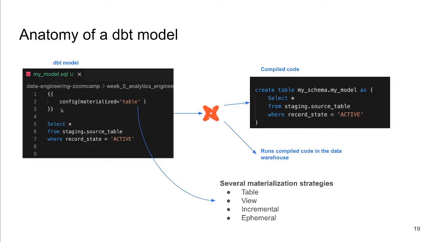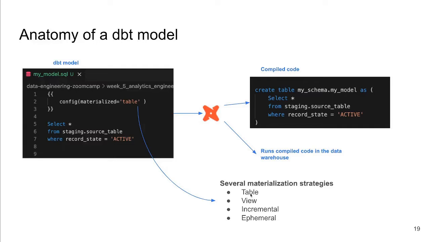So at the beginning of a model, we're normally going to use the config macro. This macro, along with the parameters that we're going to define here, is going to add the DDL or the DML to the model that we're writing. So here, for example, we see that we are only using one parameter, which is materialized equal table. This is called the materialization strategy. By default, dbt provides 4 materialization strategies, but you could create your own if you're an advanced user.